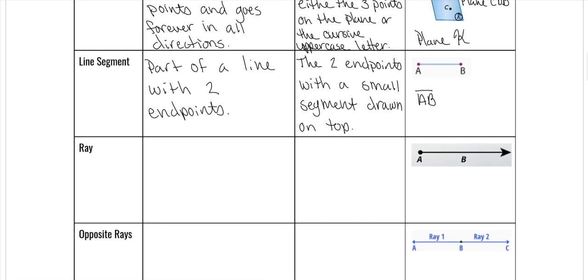And then also this line segment can be named BA. Although you will typically, again, see it in alphabetical order.